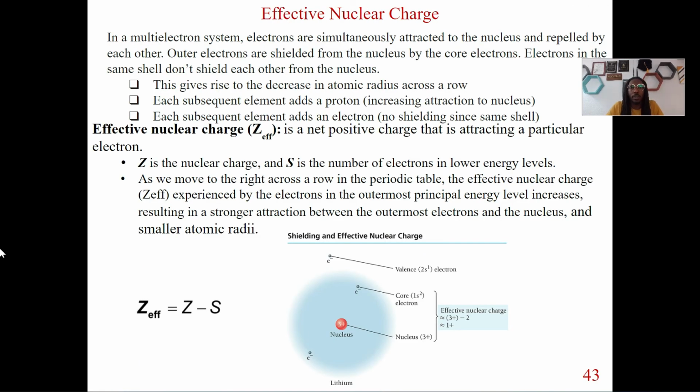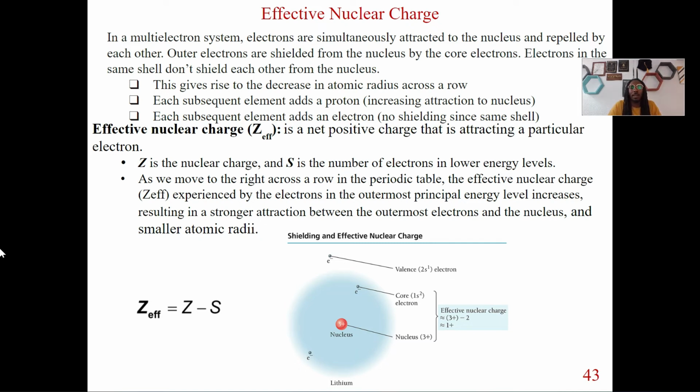So here's the next trend, the effective nuclear charge. What we mentioned earlier, now let's talk about it. In multi-electron atoms, electrons are going to be attracted to your nucleus, and they're also going to be repelled by each other. So a lot of stuff is going on. Those outer electrons, as we mentioned before, are going to be shielded from the nucleus by the core electrons, and electrons in the same shell don't shield each other from the nucleus.